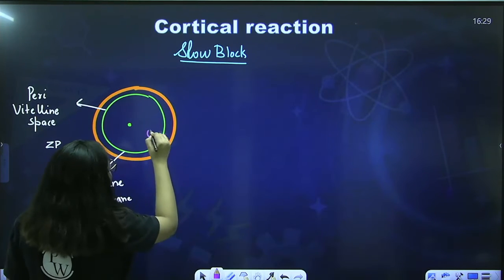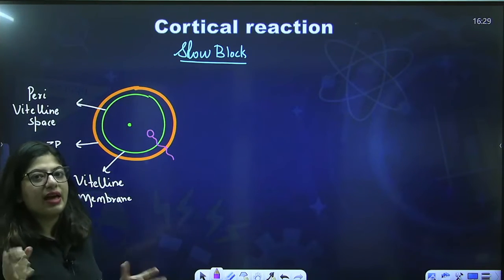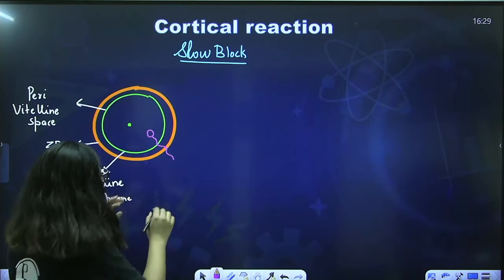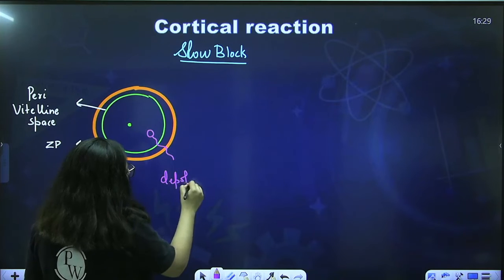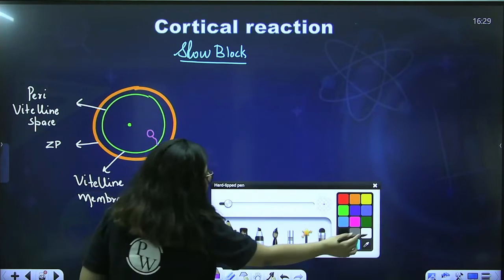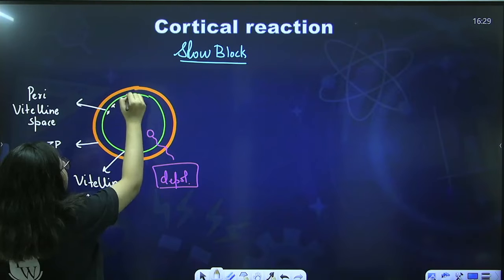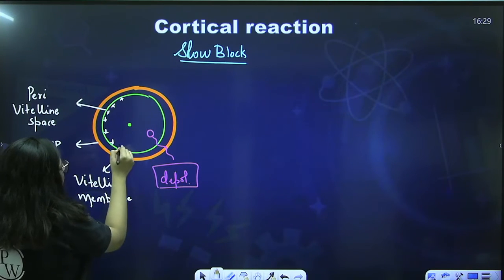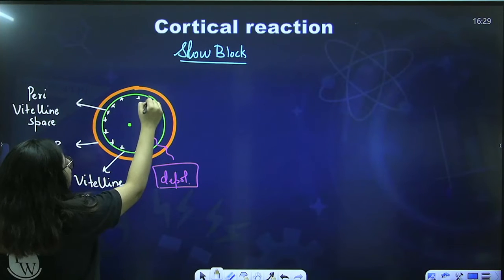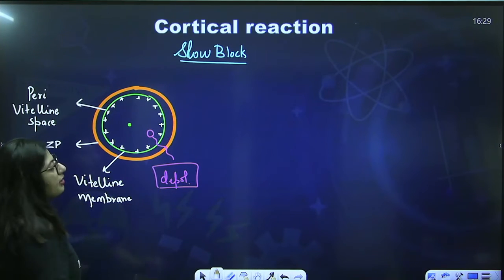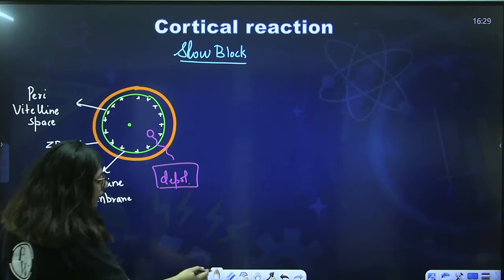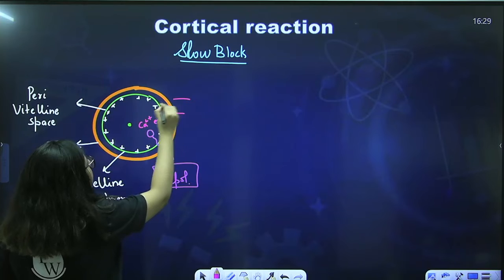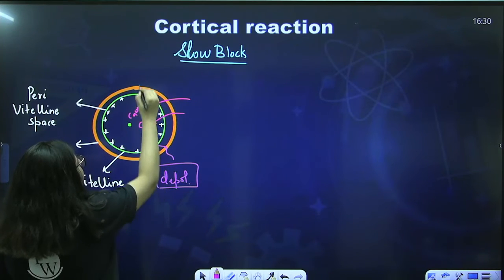Now suppose that the sperm has already entered here and fast block has happened. The depolarization of the entire membrane has taken place. So here depolarization has taken place. Now, due to this depolarization wave, the calcium channels will open. What will open? Calcium channel, and calcium will move inside. So this calcium is moving inside the oocyte.